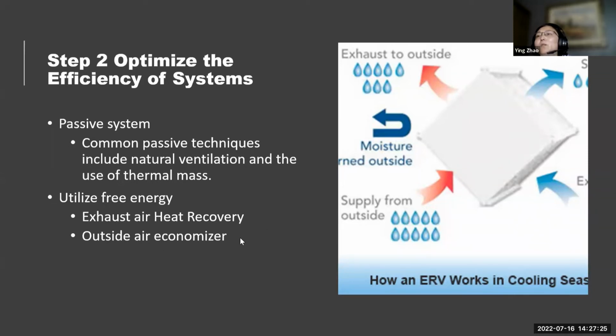Also, air economizer is something like when the outdoor condition is good and we want to cool the space, and the air is cool or cold, then you can just directly use all the air to cool the building space inside. So natural ventilation is similar to an outside air economizer. Economizers can be used in mild climates to cool the building. It's also cost effective.